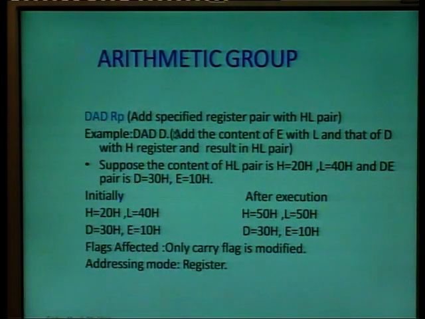DAD RP: add specified register pair with HL register pair. This DAD RP is used for the addition of two 16-bit numbers. One of the two 16-bit numbers is always in the HL pair, the second 16-bit number can be in any other valid register pair and the result will finally be in the HL register pair. Only the carry flag will be modified. This is the register addressing mode.